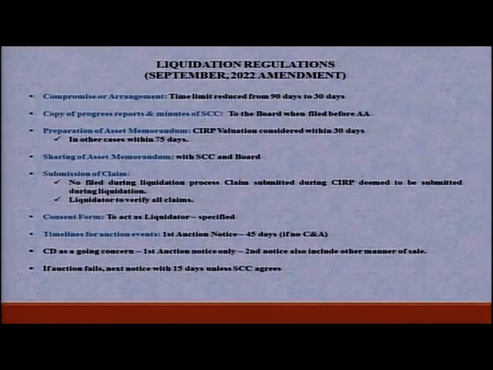Submission of the claim. This is important here. In case the creditors have not submitted their claim during the liquidation period, but they have submitted the claim during the CRP period, that claim shall be considered by the liquidator, and he will verify these claims along with the claims which are submitted during the liquidation period. Additionally, a consent form has been specified by the board to act as a liquidator.